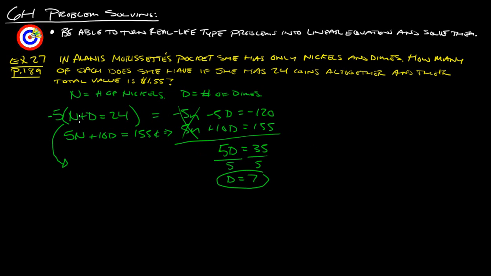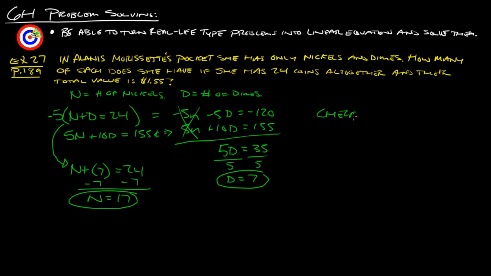And then what we want to do is figure out how many nickels we're going to have. So from that, let's take this equation. I think it is going to be easier to work with. It'll work with either one, but nickels plus the number of dimes, which we now know is 7, equals 24. So subtract 7 from both sides, and we get that the nickels have got to be 17. So she's got 17 nickels and 7 dimes.